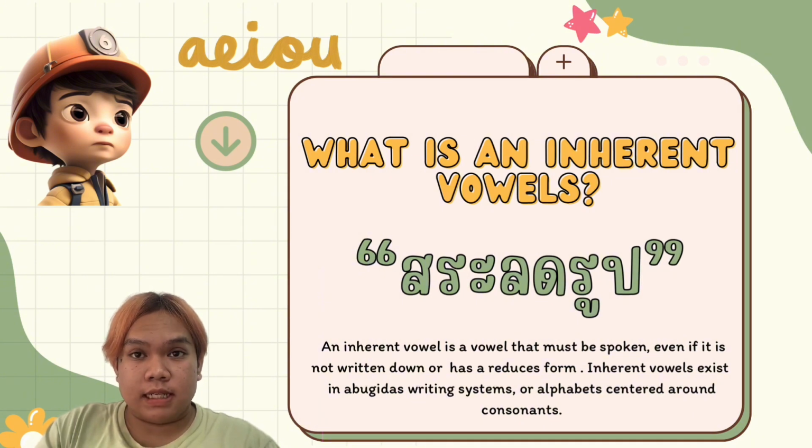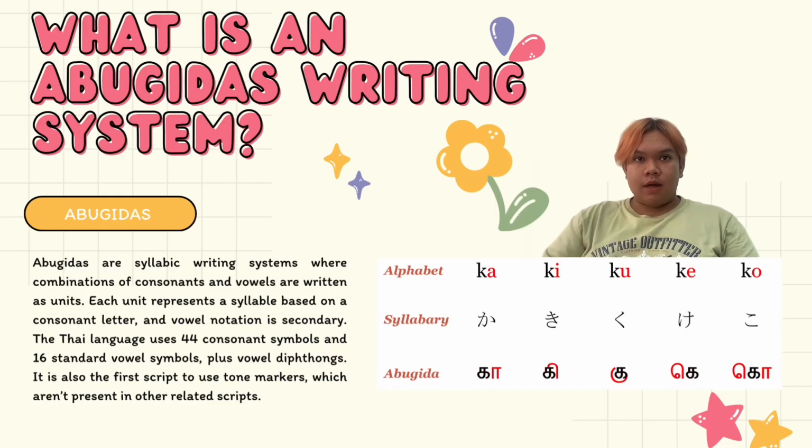Inherent vowels exist in an abugida writing system, or alphabet centered around consonants. What is an abugida writing system? Abugidas are syllabic writing systems where combinations of consonants and vowels are written as a unit. Each unit represents a syllable based on a consonant letter, and vowel notation is secondary.